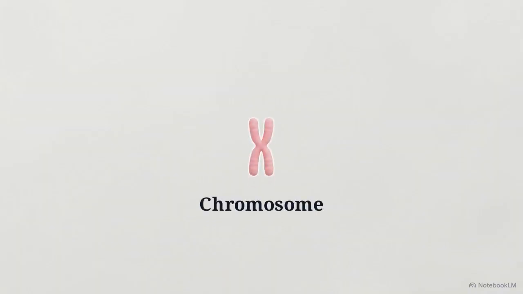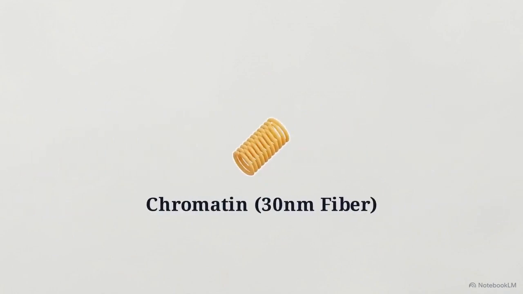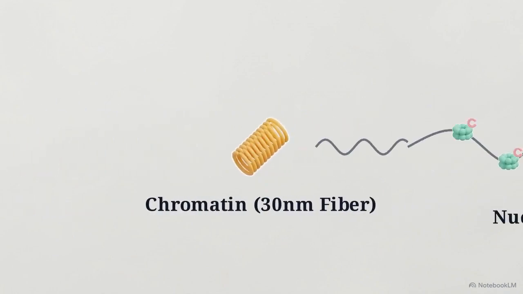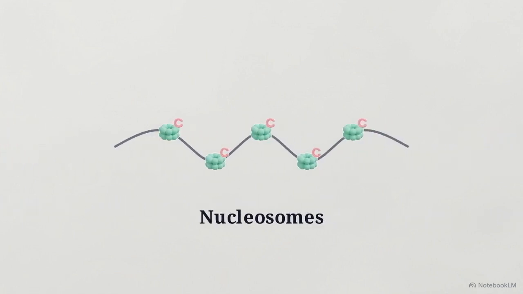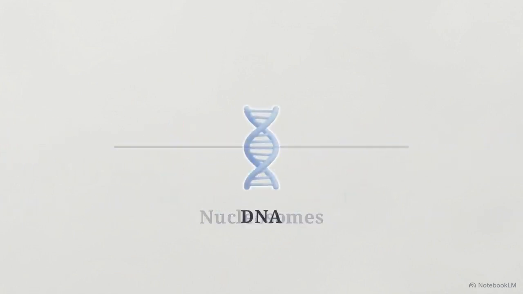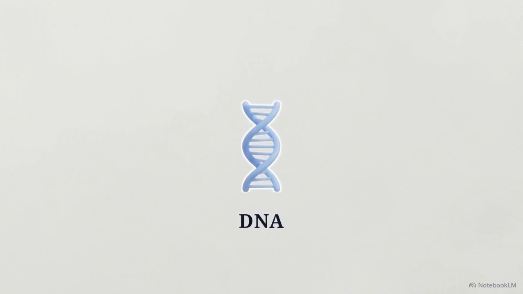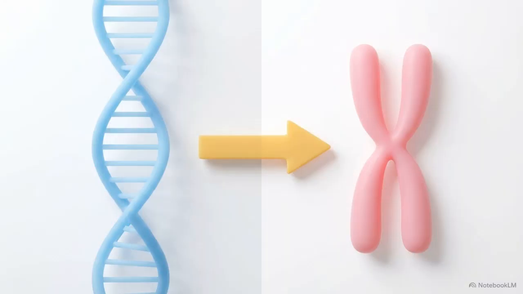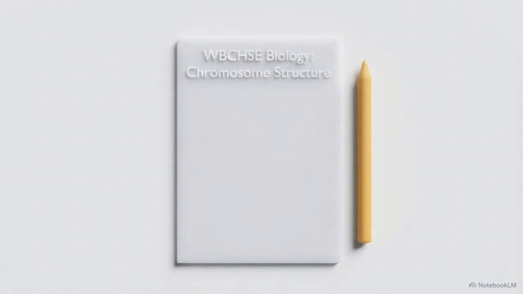To summarize, we can trace the structural hierarchy from the fully condensed metaphase chromosome back through the 30-nanometer chromatin fiber, the repeating nucleosome units, and finally to the original DNA double helix. Mastering this progression from the initial electrostatic winding of DNA to the final organization of metaphase chromatids provides the structural foundation for every chromosome question on the WBCHSE exam.